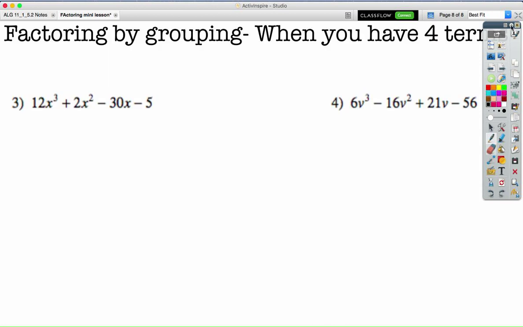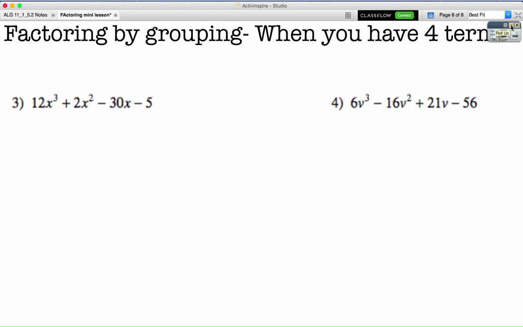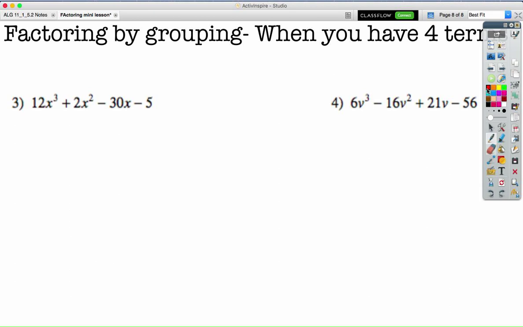The last type of factoring is factoring by grouping. So if you have 4 terms, you should always check for a GCF first. So if I'm looking at question number 3 here, I see 12, 2, 30, and 5. There's not a number that goes evenly into all 4. Then I have x with 3 of the terms, but not the last one, so I can't factor out an x. And so when that happens, there's a method of grouping the first 2 terms and the last 2 terms.